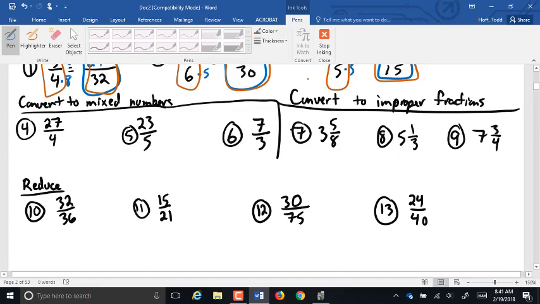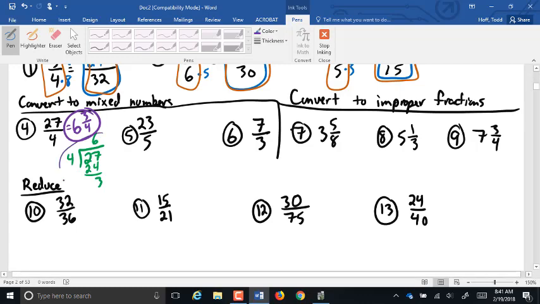Anyway, number 4, we're converting those to mixed numbers. Remember, the easiest way to convert to a mixed number is to do a division with a remainder. How many times does 4 go into 27? 6 times. 6 times 4 is 24, so there's 3 left over. So what that's telling us is that this is 6 whole objects with 3 pieces, or 3 of those fourths left over. So 6 3/4.